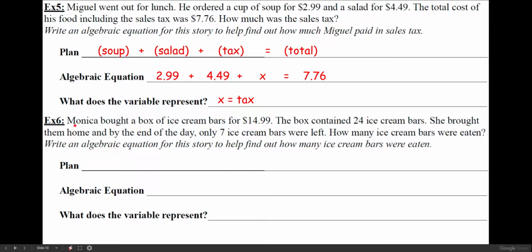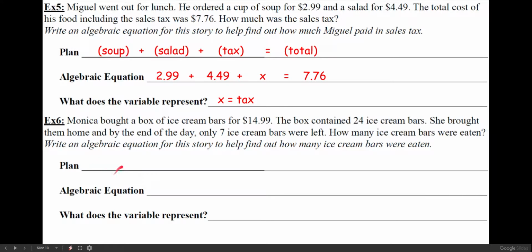All right, example 6. Monica bought a box of ice cream bars for $14.99. The box contained 24 ice cream bars. She brought them home, and by the end of the day, only 7 ice cream bars were left. Wow, a lot of people ate ice cream bars. How many ice cream bars were eaten? We're going to write an equation to figure out how many ice cream bars were eaten. So she spends $14.99 for it, but that doesn't seem to have anything to do with it, because it has to do with how many ice cream bars she had. So she started out with 24, a bunch were eaten, and then she had 7 left.